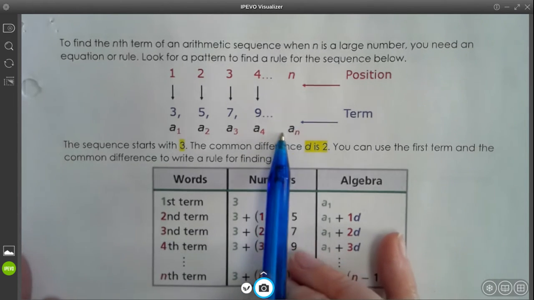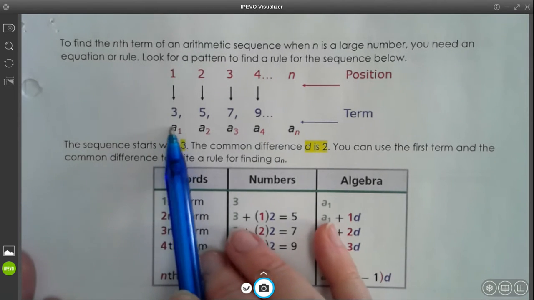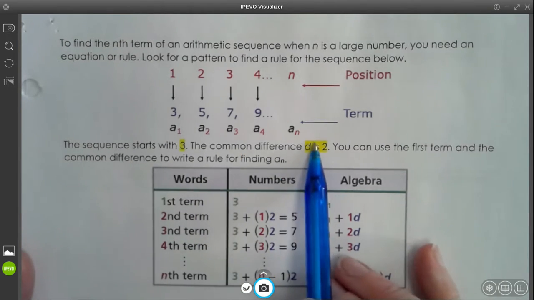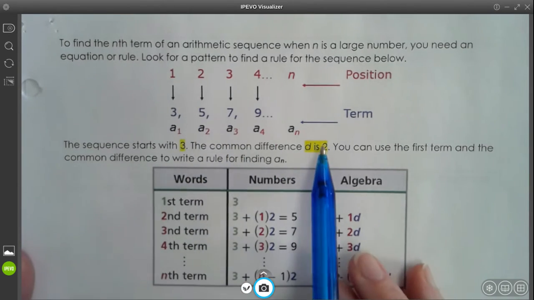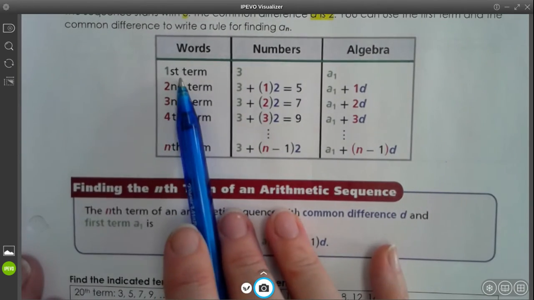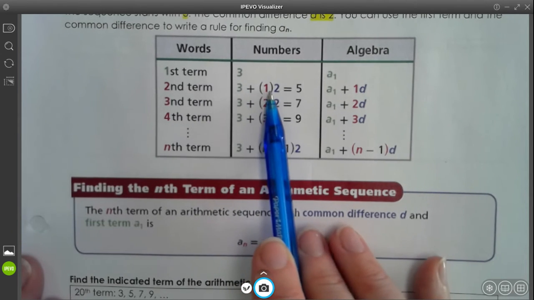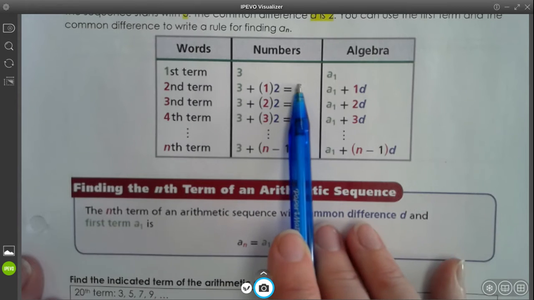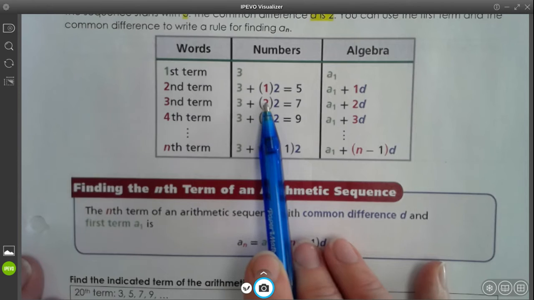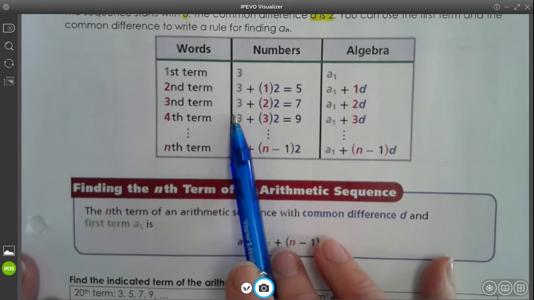So we need to know a sub 1, or the first term, for each sequence, to be able to write an equation, and the common difference. So the common difference is the number we're adding every time, which is 2. So we can write a rule. Here the first term is 3. For the second term, we take 3, and then we add the common difference once, which gives 5. For the third term, we start with 3 and we add the common difference 2 twice. So we end up getting 7. For the next term, we again start the sequence with 3 and we add this common difference 3 times to get 9, and so on.